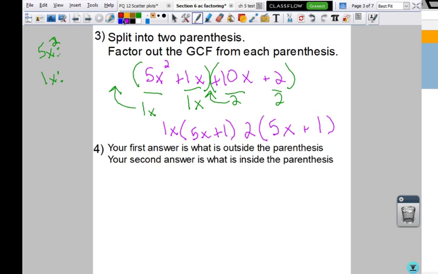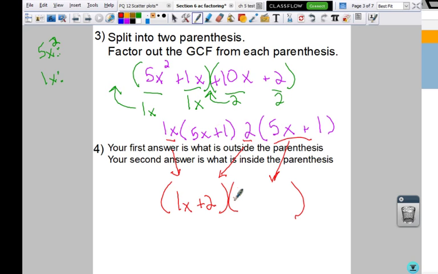So, just like our warm-up, we are going to get 2 parentheses for our final answer. My first parenthesis is going to be everything on the outside. This 1x and this 2. I'm just going to shove both of those together inside my first parenthesis. So 1x, and because it's positive, plus 2. My second parenthesis is the 5x plus 1, since both are the same, right? So I'm just going to pick one. I usually do the one on the end, because they're exactly the same.